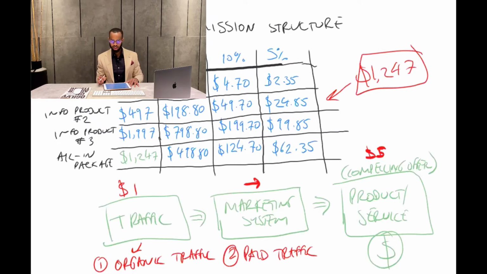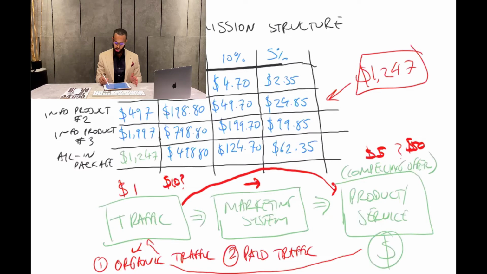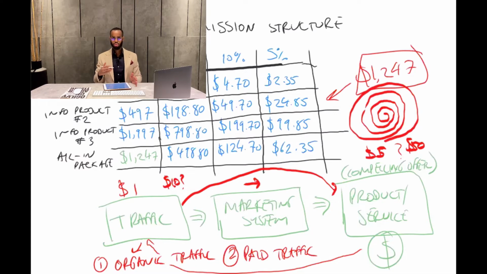What do you think is going to happen if you put $10 in? Right? What do you think is going to happen over here? If you put $10 in, you're going to make $50, correct? And the aim here is to rotate all of that money that you're earning back into traffic and scale. And it's a snowball effect, and it just goes like this. It gets bigger and bigger and bigger, and you're earning more and more money.